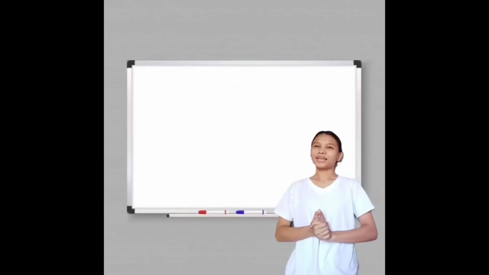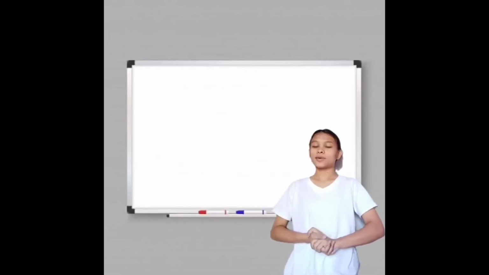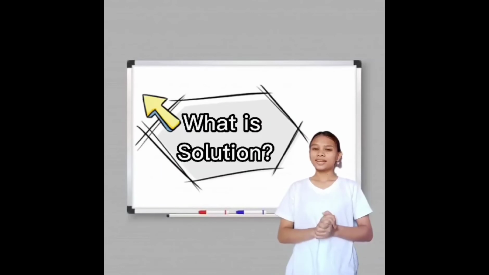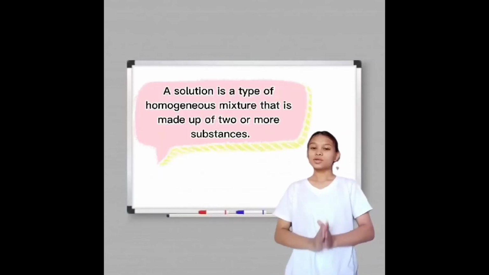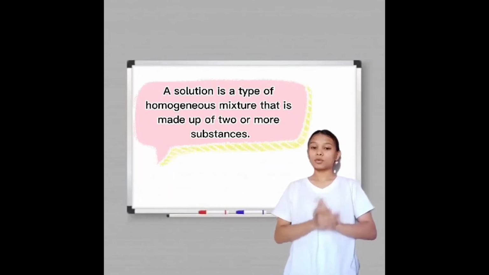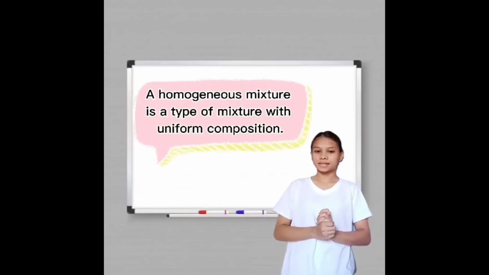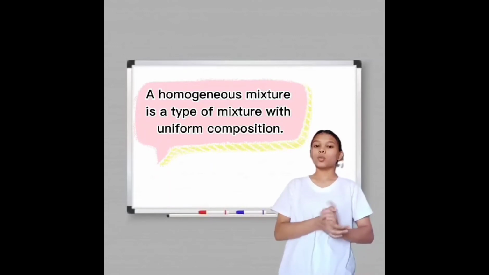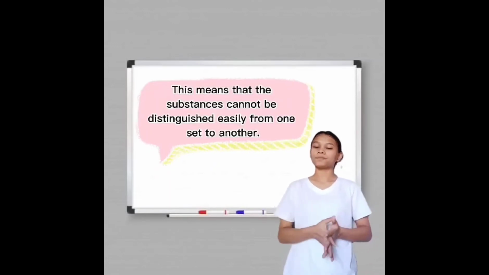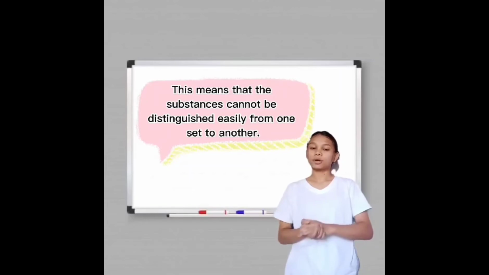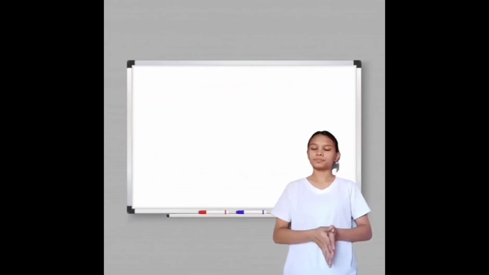Hello, good morning. Today I will be discussing solutions. So what is a solution? A solution is a type of homogeneous mixture that is made up of two or more substances. A homogeneous mixture is a type of mixture with uniform composition. This means that the substances cannot be distinguished easily from one another.